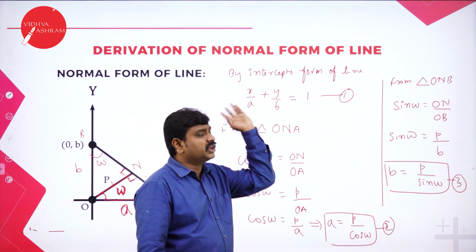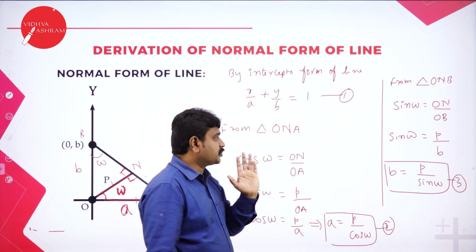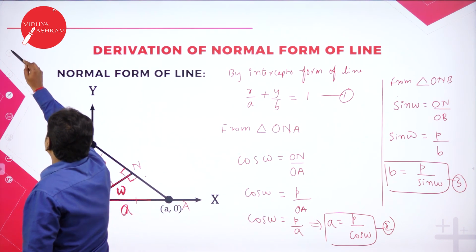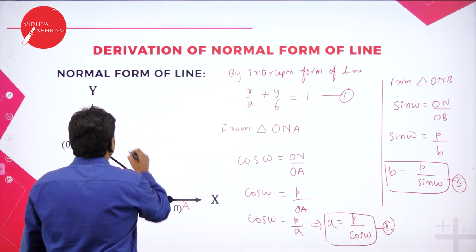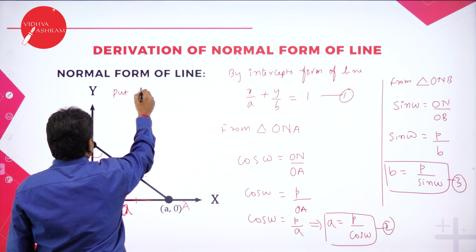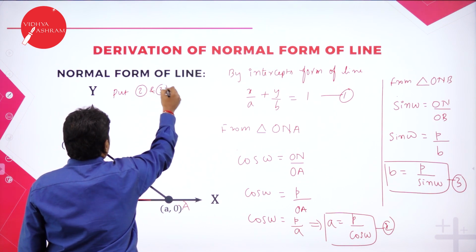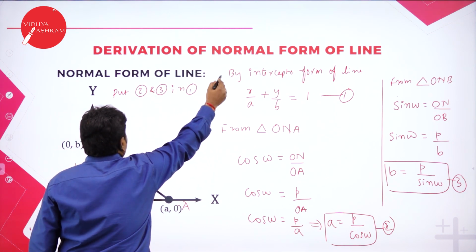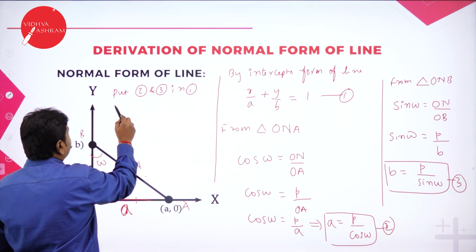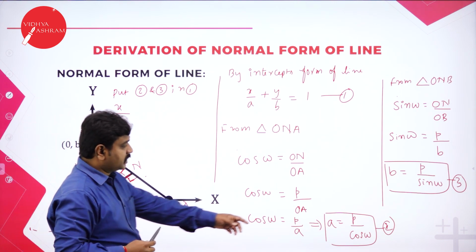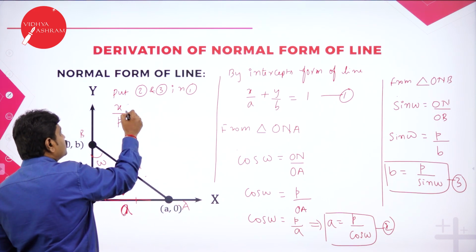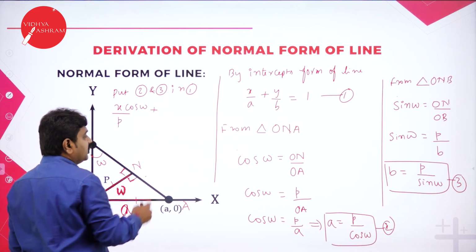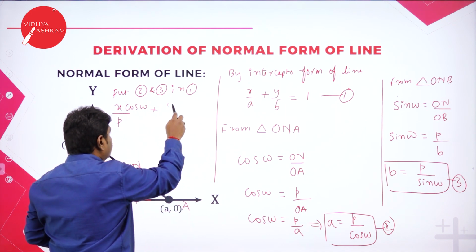Substitute the A and B values in 1, you get the equation. Now we'll substitute the A and B values in 1. So put equations 2 and 3 in equation 1. If you do that, what do we have in equation 1? X by A. What is A? P by cos omega. X by P by cos omega, the denominator goes up. So it will become x cos omega by P, and y divided by B.